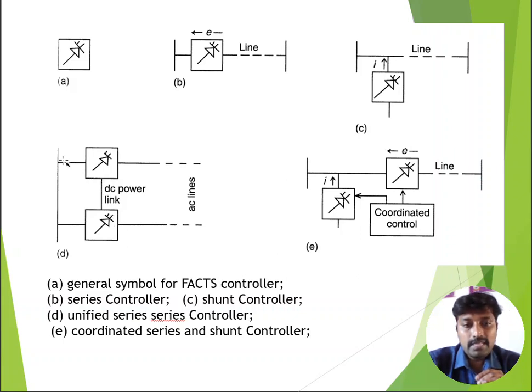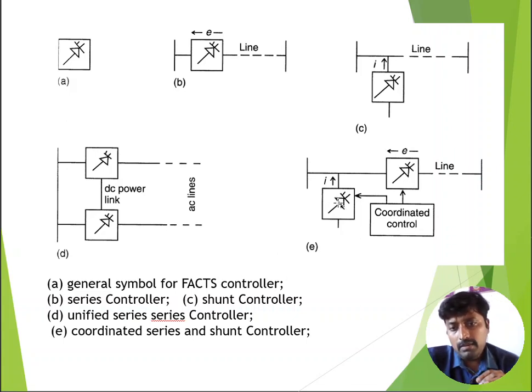So for example, you have surplus active power generation in this area. Through the DC power link, you can send it to the second area. So mutual exchange is possible through the DC power link for controlling active power. As usual, these series controllers can control reactive power in the individual lines. And coming to this, this is the example for the coordinated series and shunt controllers.